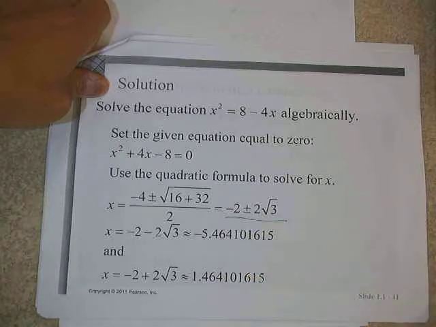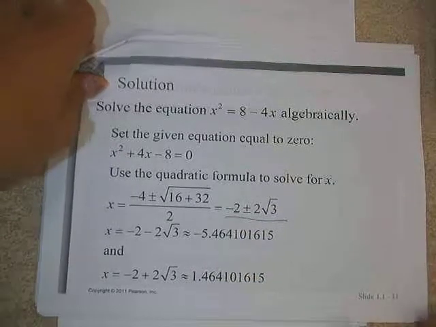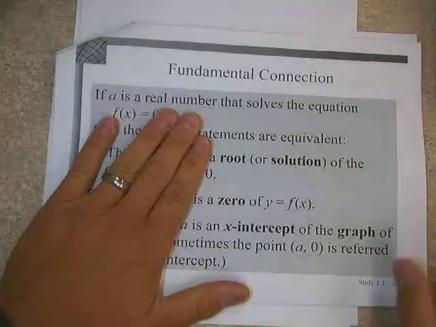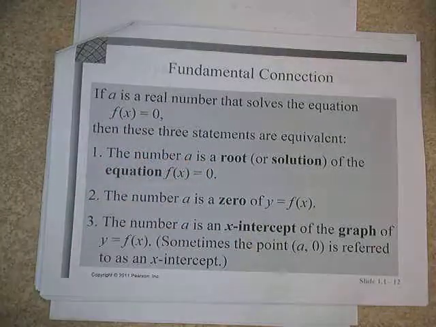The other thing that we could do here is graph this parabola and see where it crosses the x-axis. If we got these two for our x-intercepts, then we can be pretty sure that we did the algebra right also.